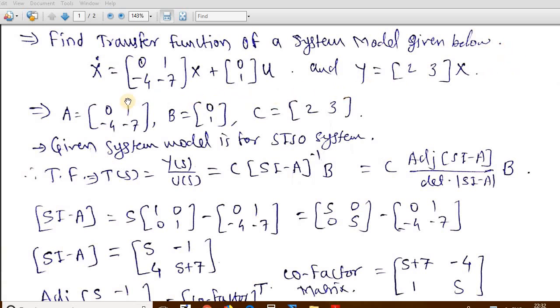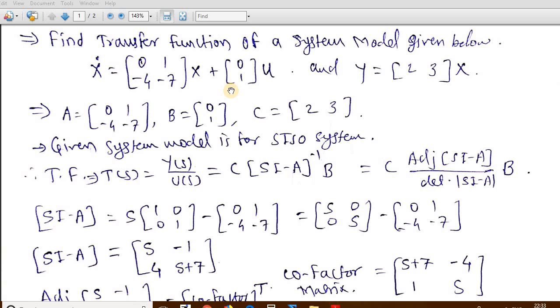The system model is represented in this way: x dot equals matrix A, which is [0 1; -4 -7], into x, plus B, which is [0; 1], into u. The output y is given in this form: y equals C into x, where C is [2 3]. So this is the output equation and this is the state equation. The model is given in this form.